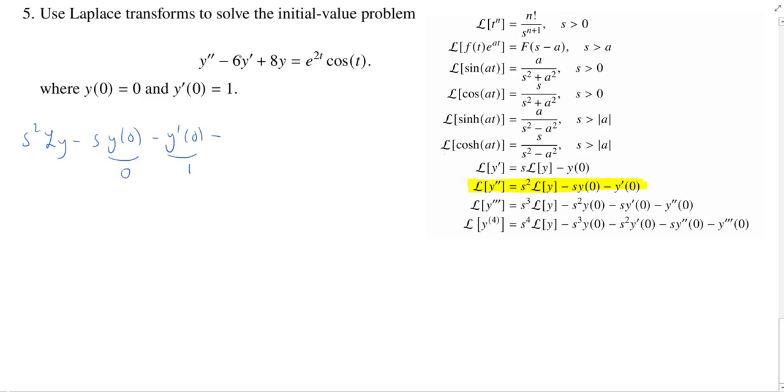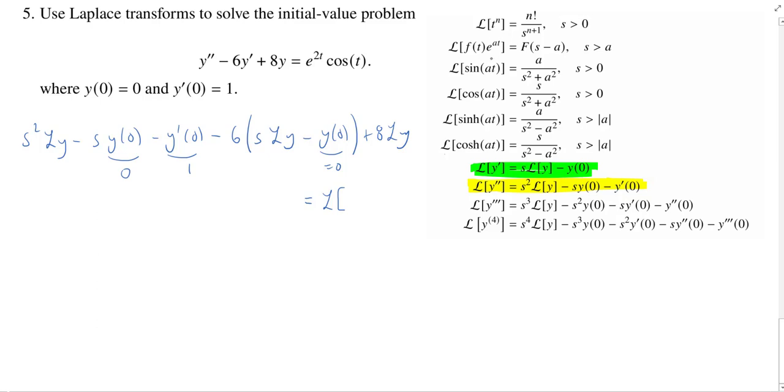All right, then we have minus 6 times, okay, we need now the Laplace transform of y prime. Hey, we got that in the table. So this is going to be s times the Laplace transform of y minus y of 0, which again is just 0. Okay, then we have plus 8 times the Laplace transform of y. And this is all going to equal the Laplace transform of e to the 2t times cosine of t. So let's just copy that in.